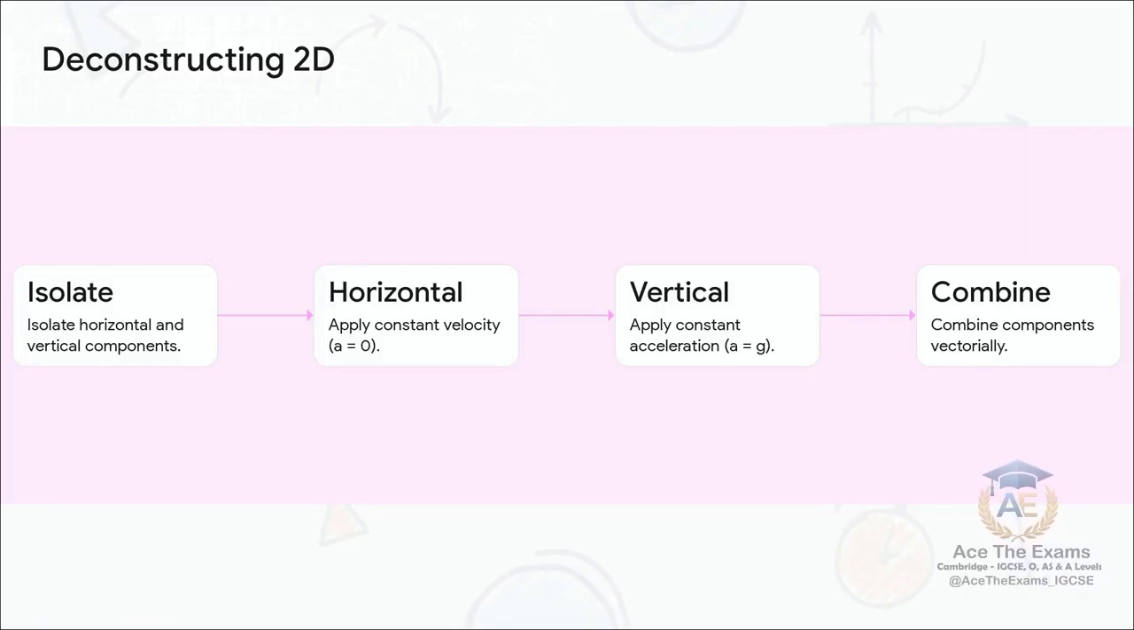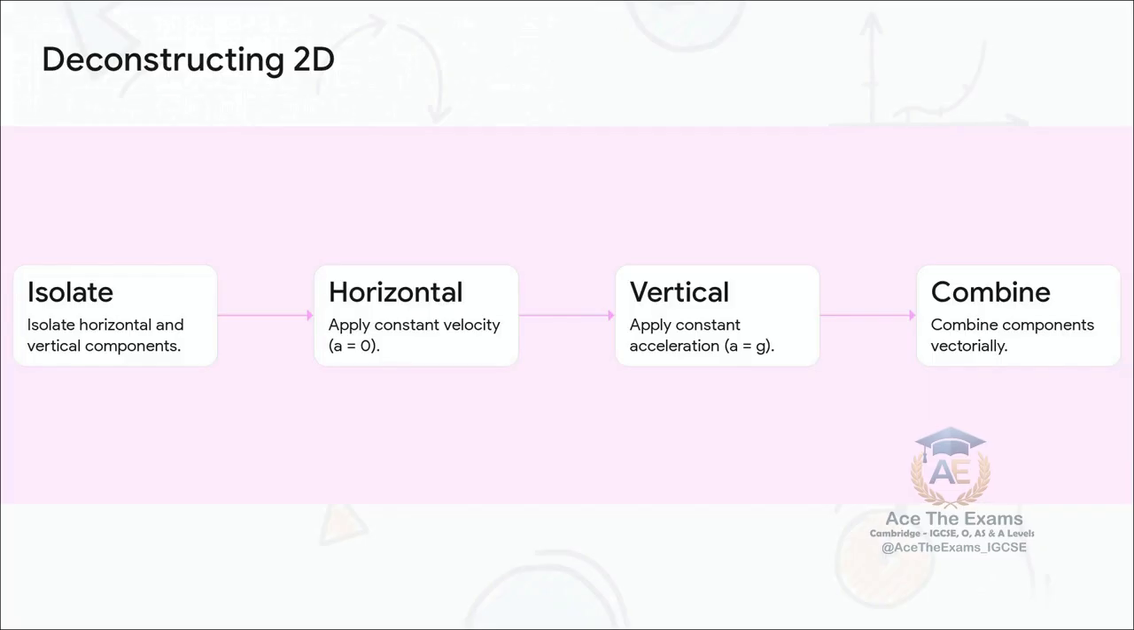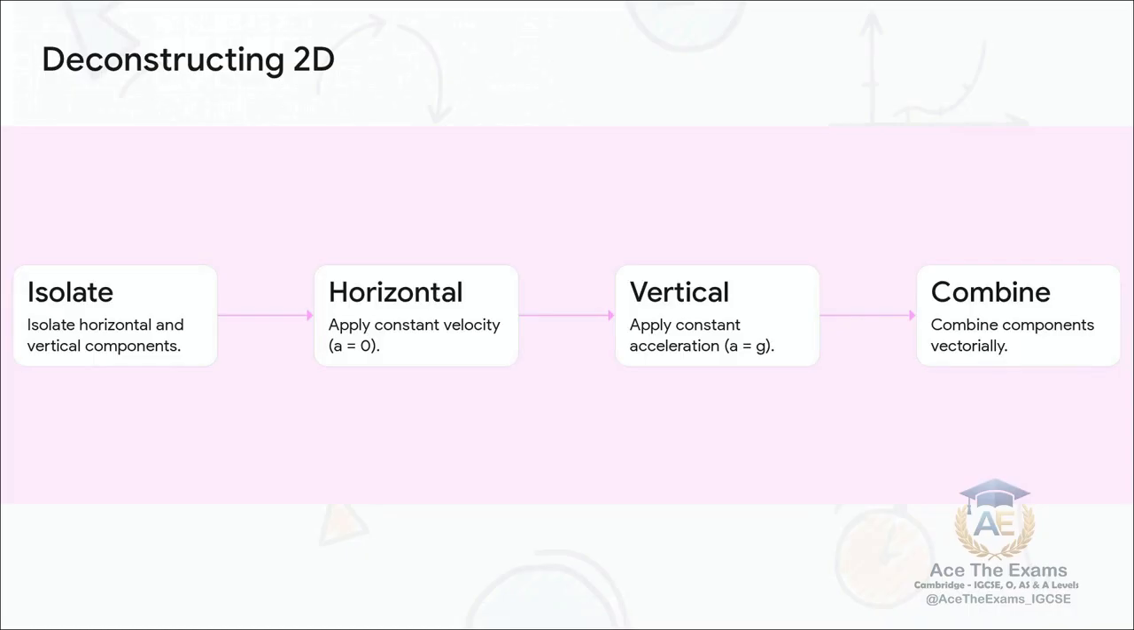Step 3, for the vertical component, you apply your SUVAT kinematic equations, with a constant downward acceleration of g, 9.81 meters per second squared. Step 4, at the very end of the problem, when the examiner asks for the final impact velocity or the final position, you combine those two separate horizontal and vertical components back together vectorially, using Pythagoras' theorem to get the magnitude and basic trigonometry to get the final angle. It is a foolproof system.